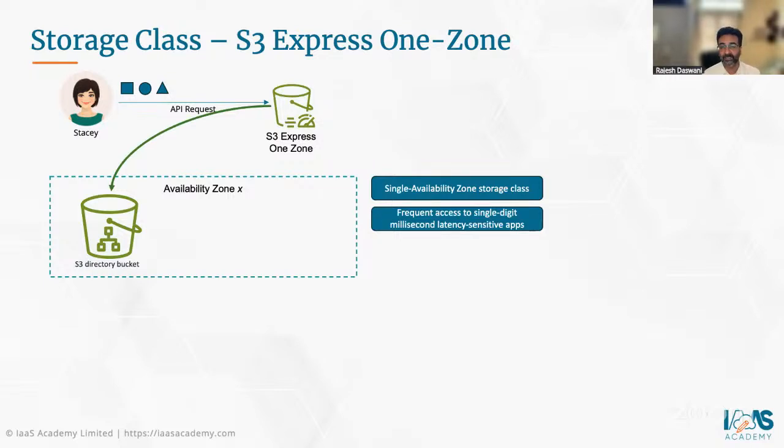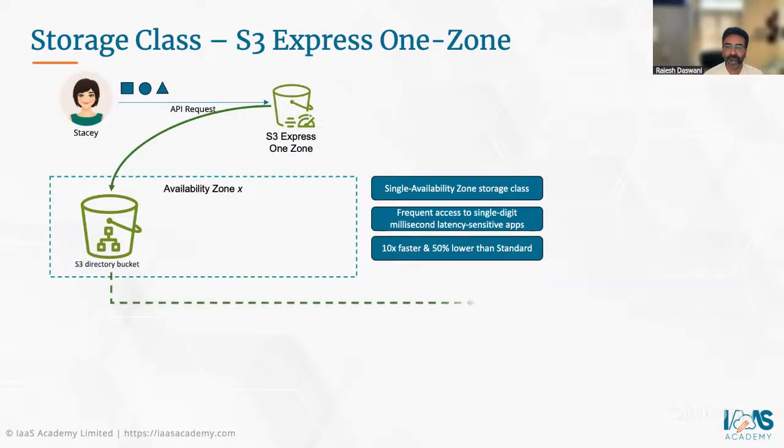So those applications that require single-digit millisecond latency access will benefit from the data that's held in the Express One Zone storage class. So it's 10 times faster than standard storage class and 50 times cheaper than the standard storage class.